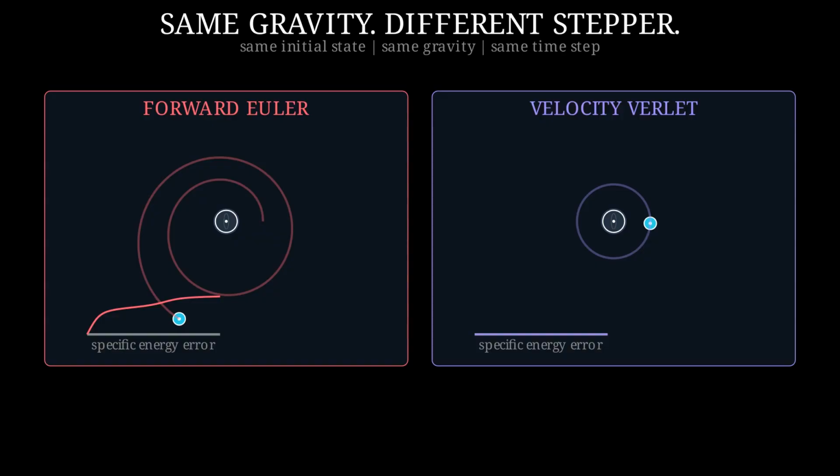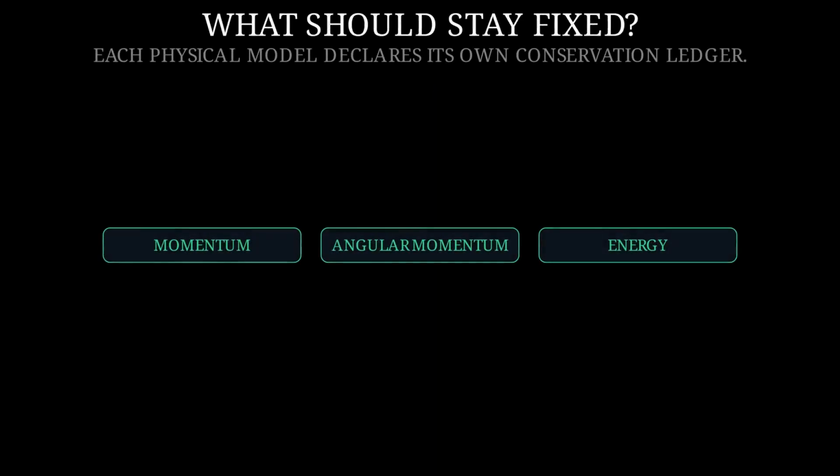A nearly closed path is still not proof that the calculation is accurate. That caution is essential. We still need step refinement and quantities that the physical model says should remain fixed. For this central force orbit, angular momentum and energy are the most direct ledgers. In the next episode, total momentum joins them when we widen the system to isolated collisions.